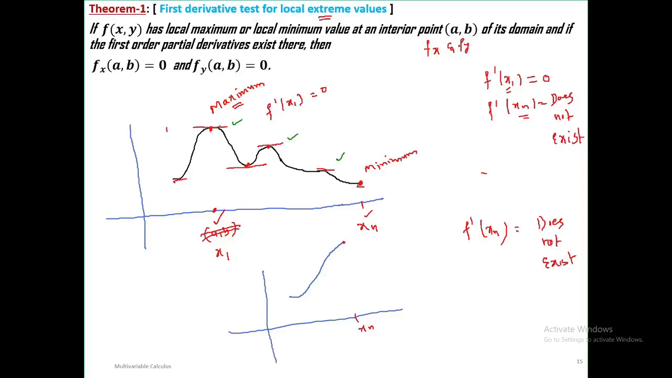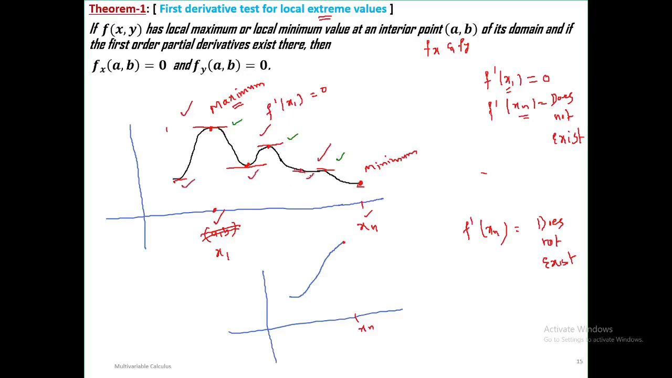So at this point, this is a local maximum, and this is a local maximum, and this is a local maximum, and all these are interior points. At this point maxima occurs, and at this point also maxima occurs. At this point the tangent is parallel to the x-axis. And at these three places, local minima occurs.